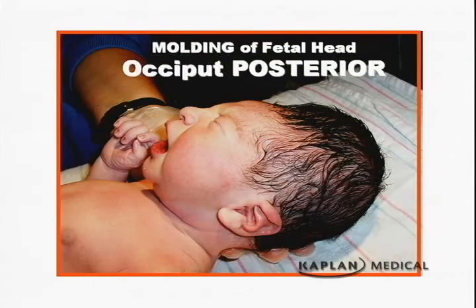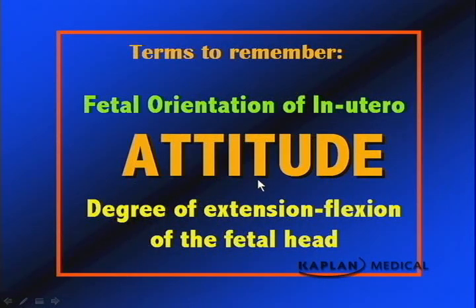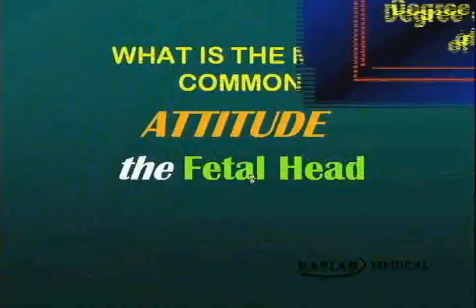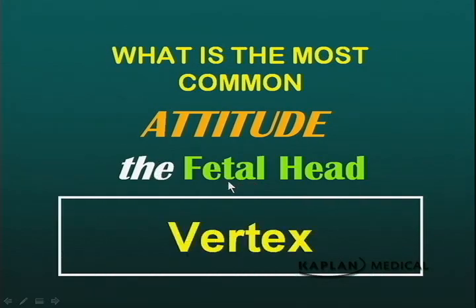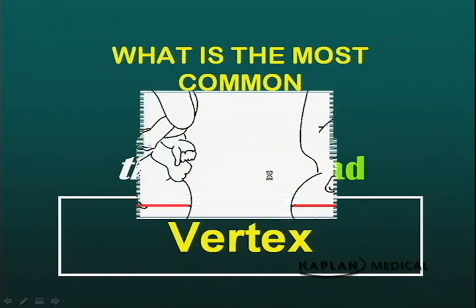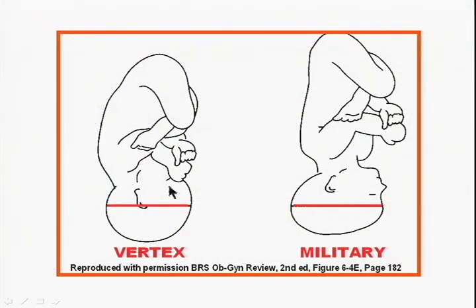Okay, now we move from position to attitude. Attitude has to do with the degree of extension and flexion of the fetal head. The most common attitude is the head is flexed, the chin is against the chest, and we call this vertex. Here we have a vertex. The chin is against the chest. As the head starts to extend, we have military, we have brow, and we have face.